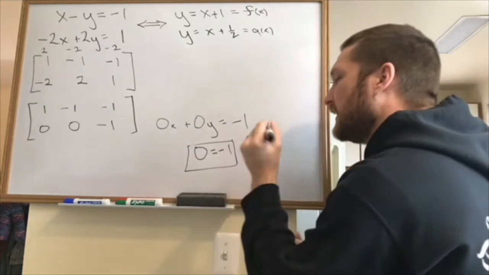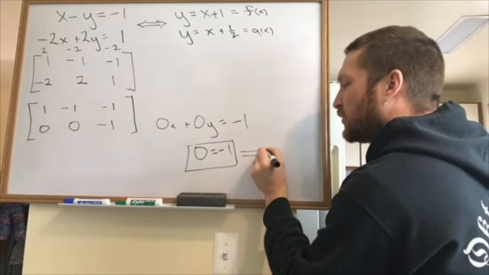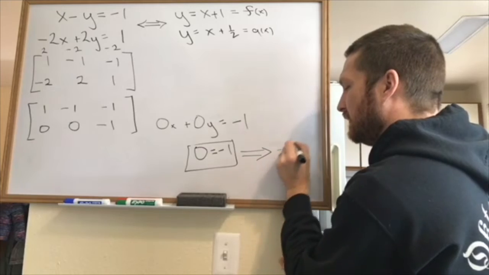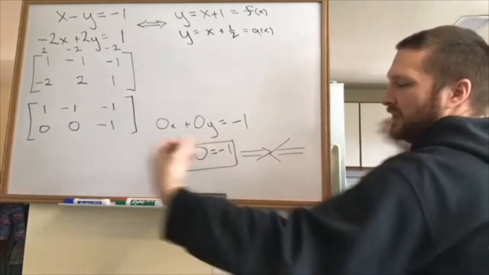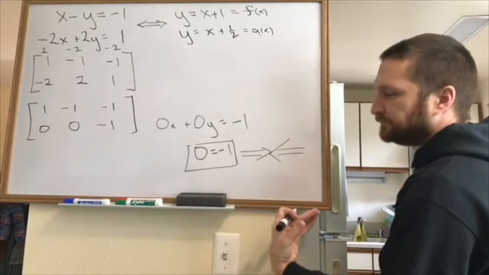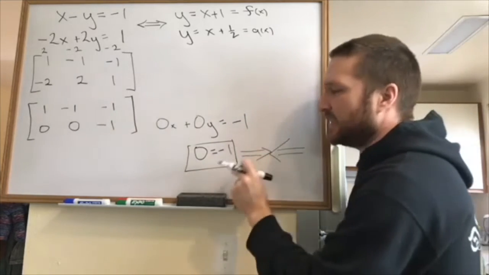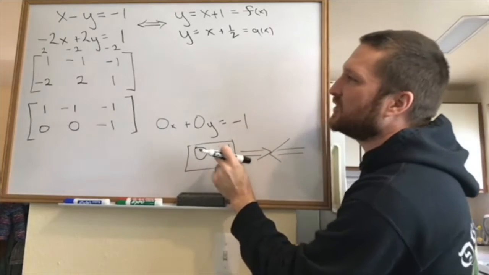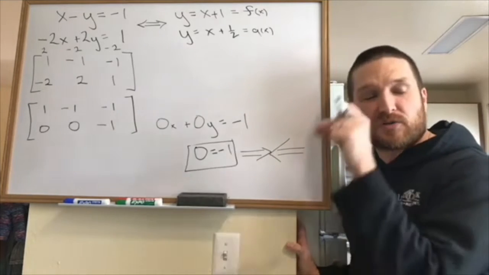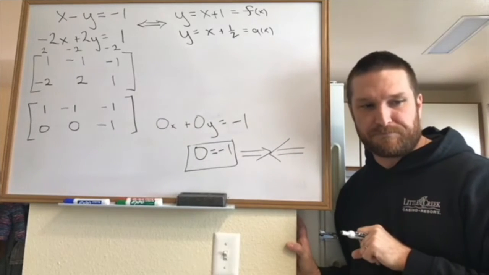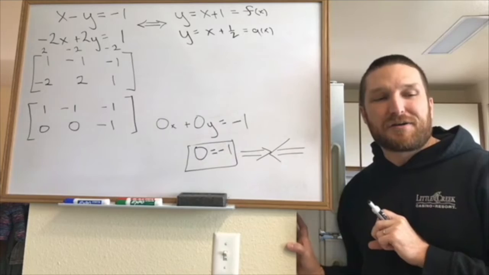Okay, so in other words, this, by the way, is shorthand for contradiction right here. It means you're going this way, but you can't go that way. You're contradicting each other. So this is a contradiction. When you end up with a contradiction, it means your system is inconsistent, which means there is no solution to your system. Okay, be careful.